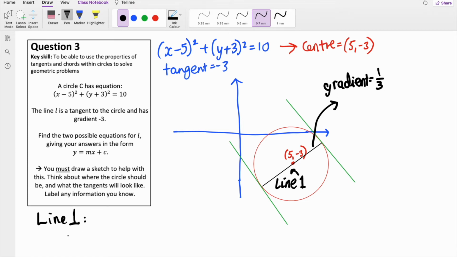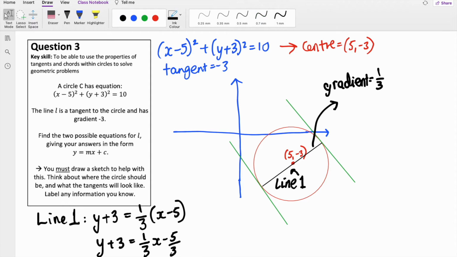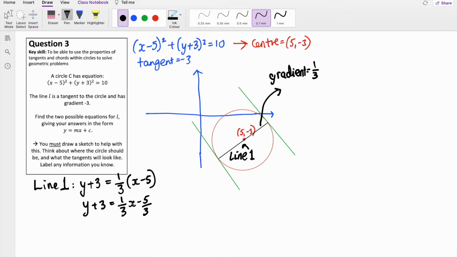It passes through (5, -3) and has a gradient of 1/3. So I'm going to substitute into my equation of a straight line. That's going to be y + 3 = 1/3 (x - 5). I'm going to rearrange that and expand my bracket: y + 3 = 1/3 x - 5/3. I'll continue until I get it in the form y = mx + c, so I subtract 3 from both sides to give y = 1/3 x - 14/3. That's my equation of line 1.